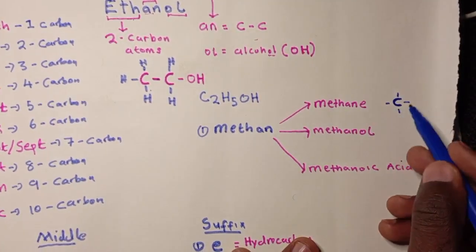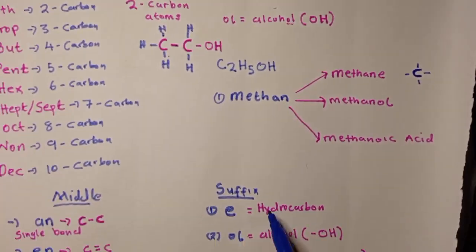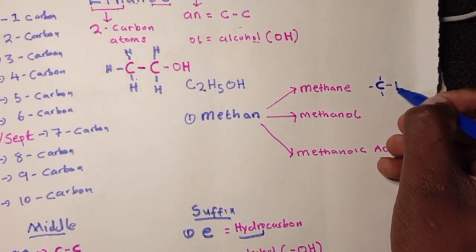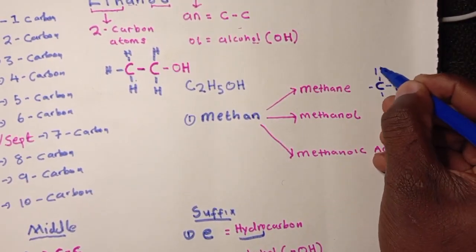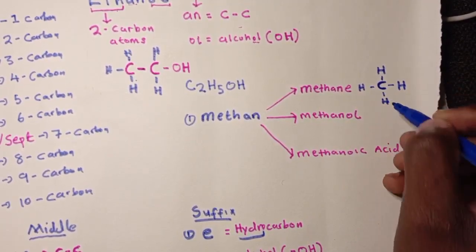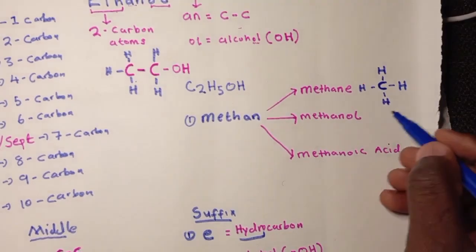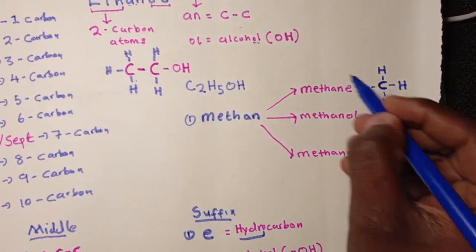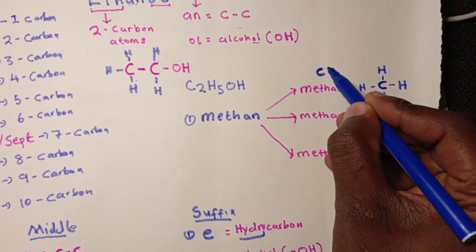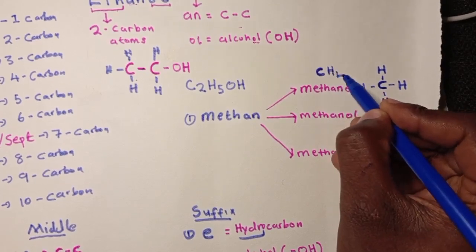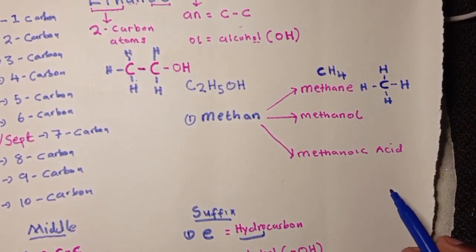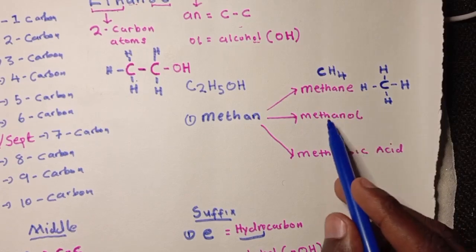Now, how do I know what I should add on these bonds? Here it says this is a hydrocarbon. It's only made up of 2 things, carbon and hydrogen. So I'm just going to add hydrogen there. So the IUPAC system of names helps you to know things just by looking at them. And what is the formula for this one? You're just going to write CH4 and you're good to go. You're done.